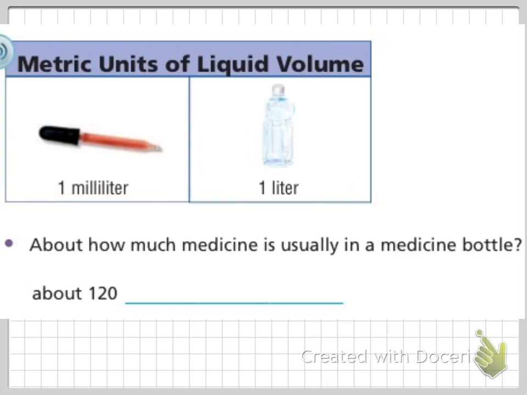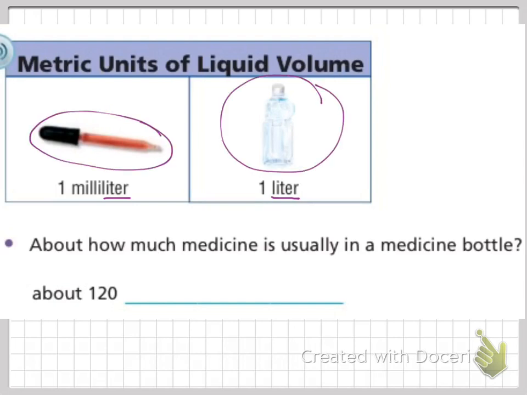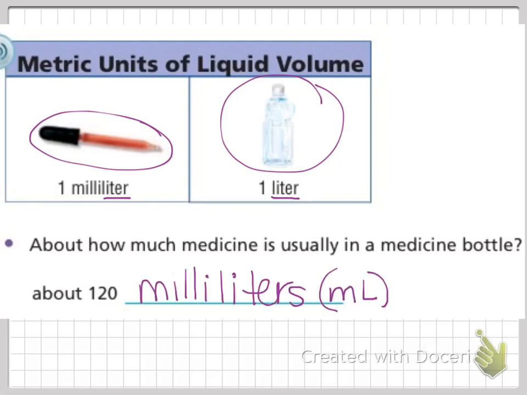Next, we're going to be talking about liquid volume. So we have milliliter and liter. So we have words that end in liter because, again, we're talking about liquid. So our job is to figure out how much medicine is usually in a medicine bottle. Is it going to be about 120 of these little pipettes or 120 water bottles in your average size medicine bottle? Definitely 120 milliliters, and you can abbreviate that by doing a lowercase m and a capital L.